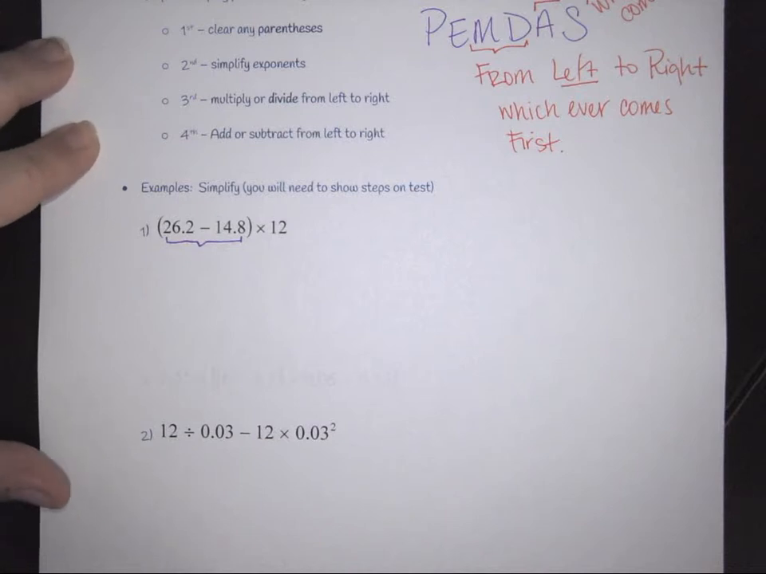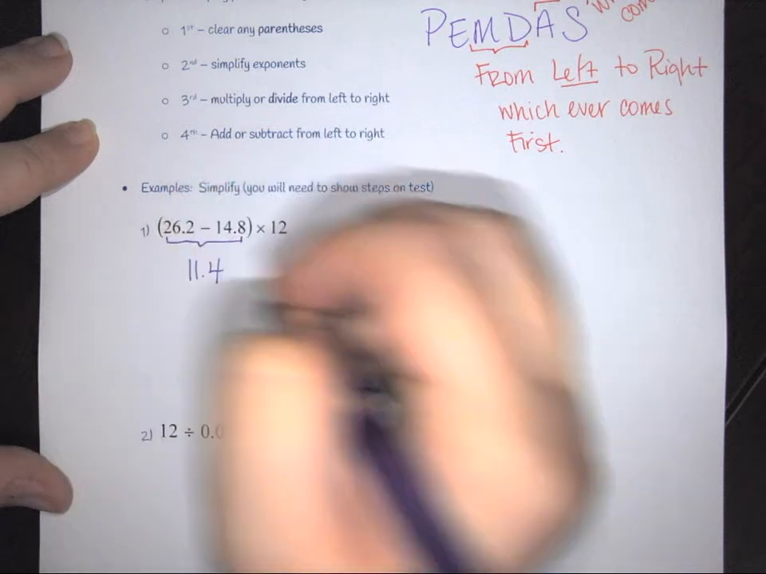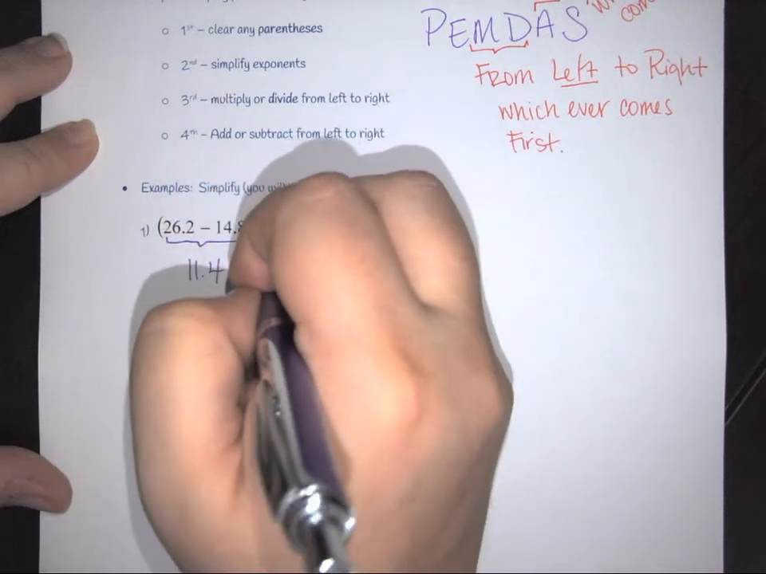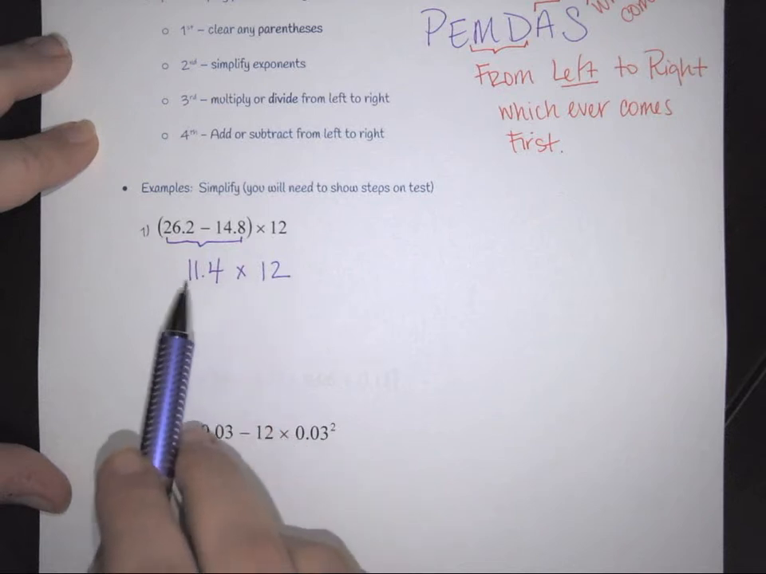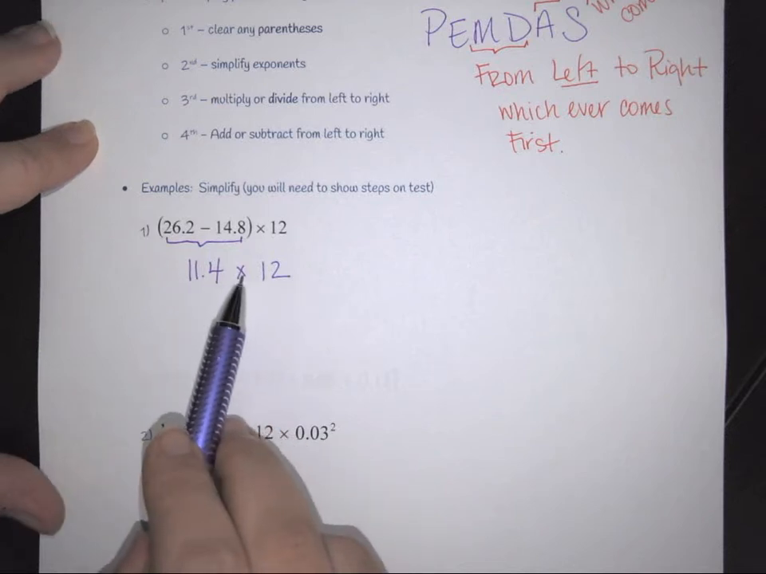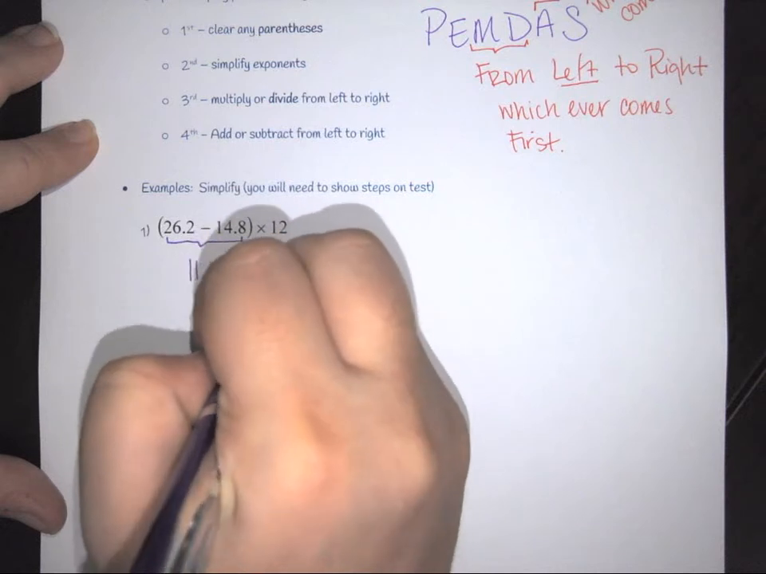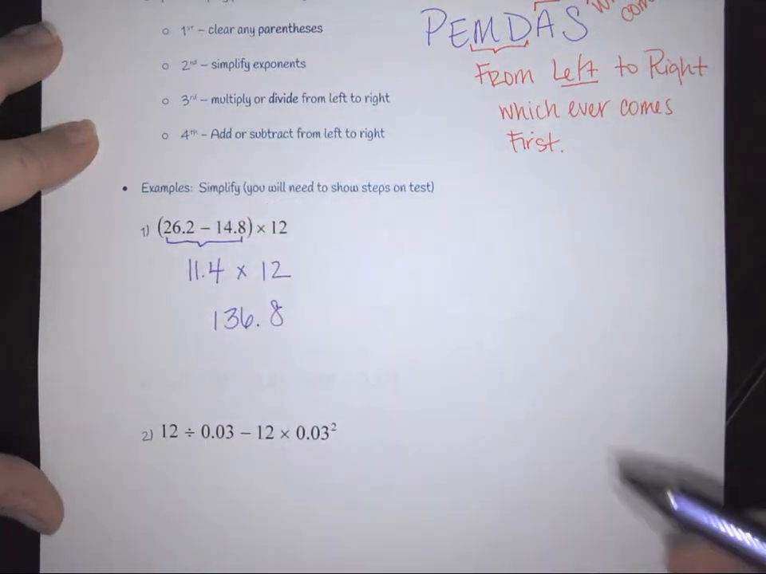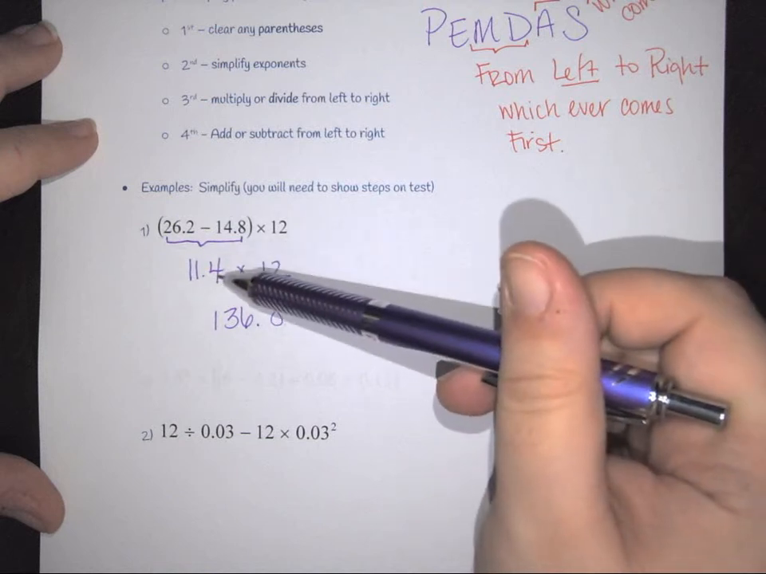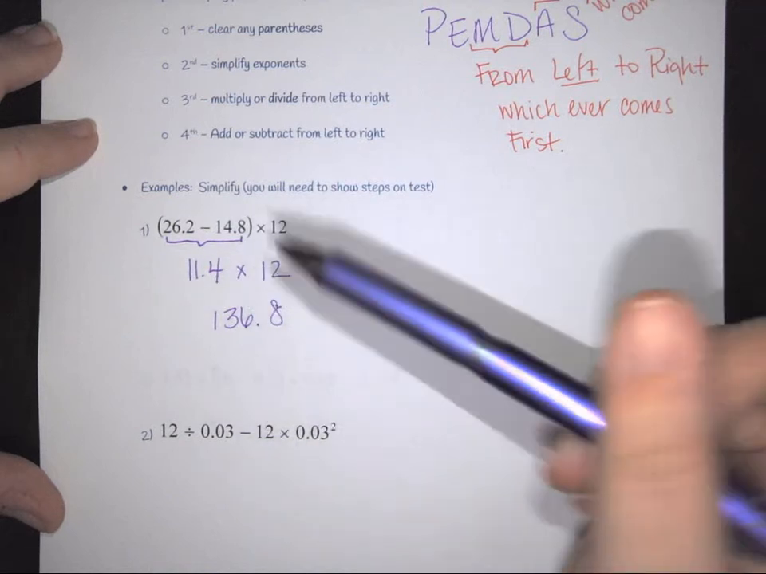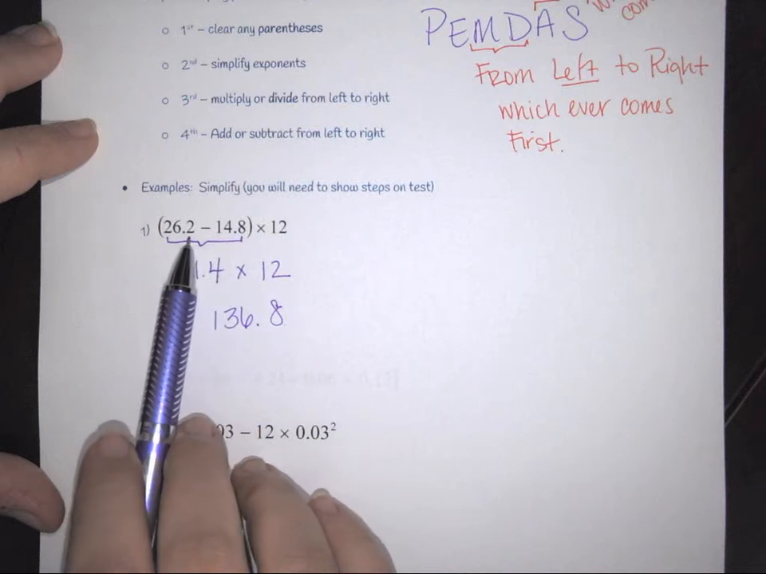So I'm going to do 26.2 minus 14.8, which gives me 11.4, and then I have to multiply that by the 12. I'm then going to look at it again, and the only other operation I have is this multiply by 12, so I'm going to go ahead and do that, which gives me 136.8. Now along the whole step, notice I always just rounded to the tenth spot. The reason for that is because inside my problem here I only had to the tenth spot.